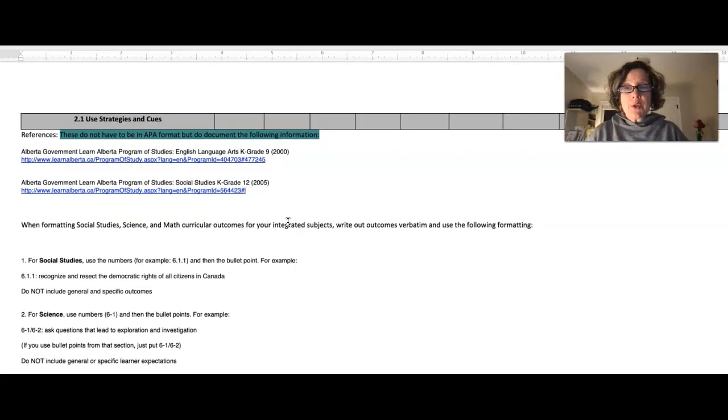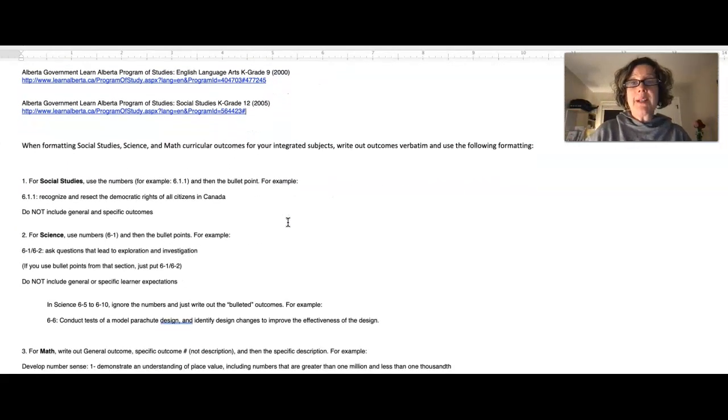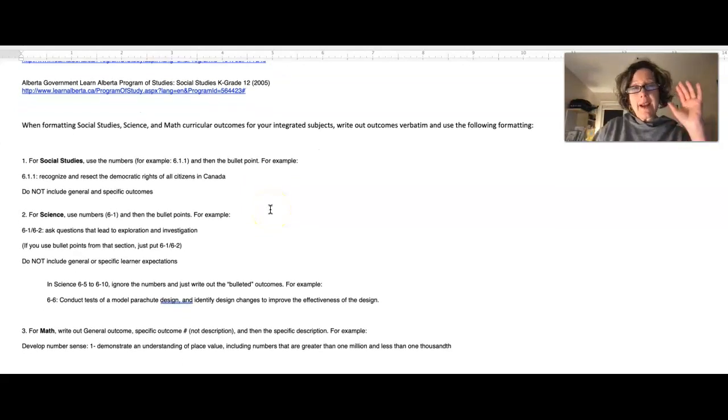When formatting social studies, science, or math curricular outcomes for your integrated subjects, please write it out in the following manner. And I have a few more added in on assignment 1. So have a look at assignment 1. I've added in music and art and phys ed, so if you want to add in those. But right now, each of the programs of studies, like social studies, math, ELA, are all formatted differently, which makes it kind of crazy right now for you guys. That's what the government is trying to do, is unify, which is actually a really good idea. But we don't have that yet, and so each of them looks a little bit different.